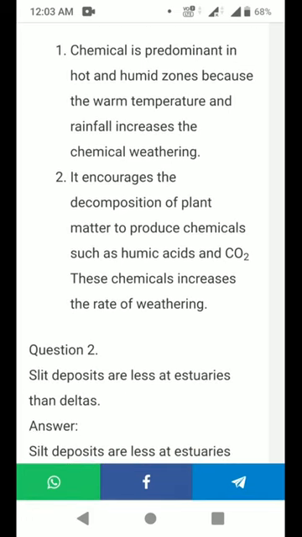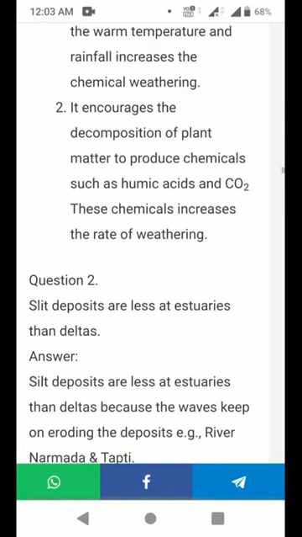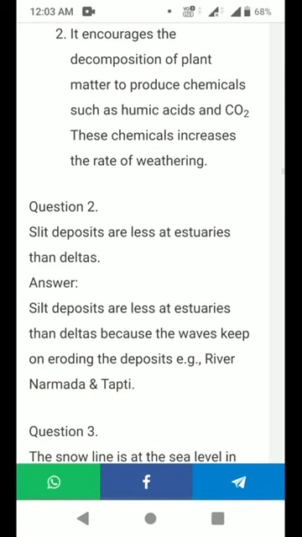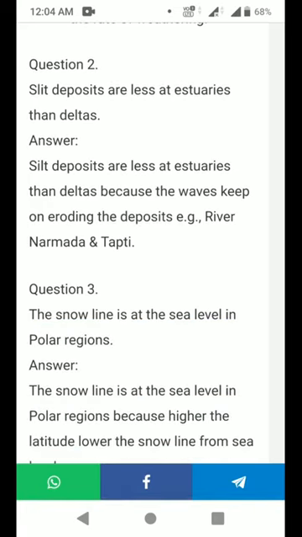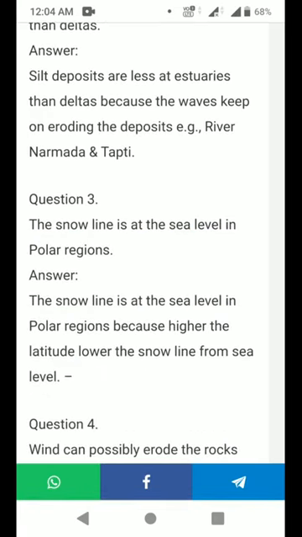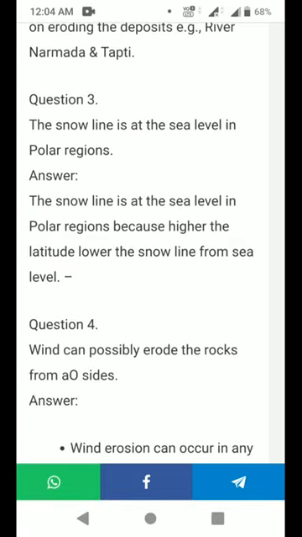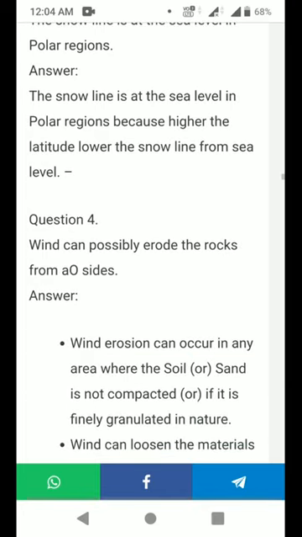Question number 2. Silt deposits are less at estuaries than deltas. Answer: silt deposits are lesser at estuaries than deltas because the waves keep on eroding the deposit. Example, river Narmada, Tapti. Question number 3. The snow line is at the sea level in polar regions. The snow line is at the sea level in polar regions because the higher the latitude, the lower the snow line from sea level.